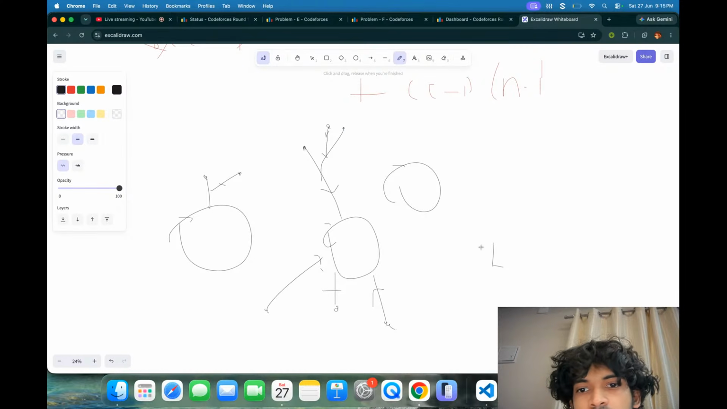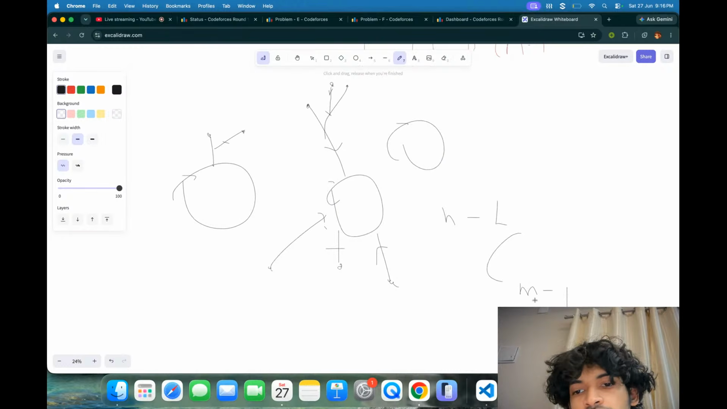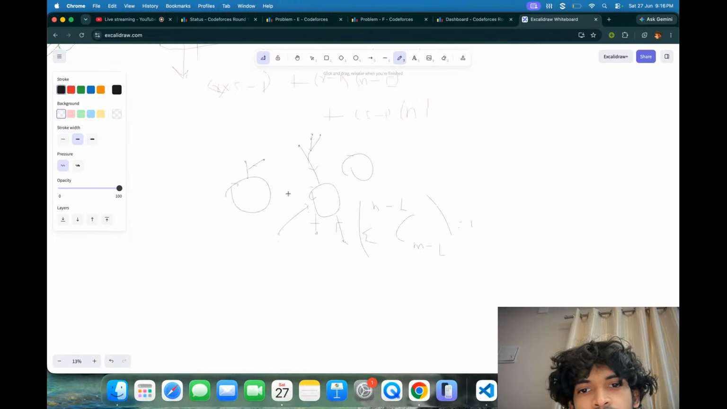You have (n minus L) C (m minus L). If this is positive, this will always be positive. If this becomes negative, answer is 0. You want this summation over all possible graphs. Okay?